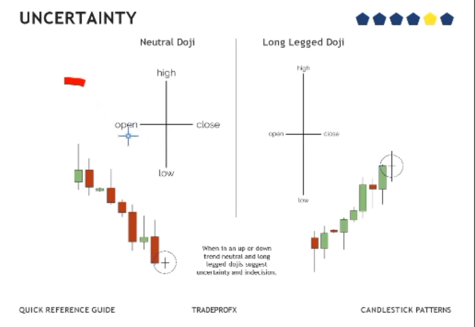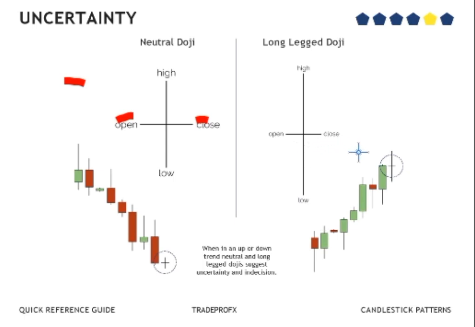So you can see the open is here, the same price, and the close is here. When the open and close prices are the same or very close, it represents indecision in a market. A long-legged doji has two wicks. This is the highest point and this is the lowest point, and this is the open and close of that candlestick.